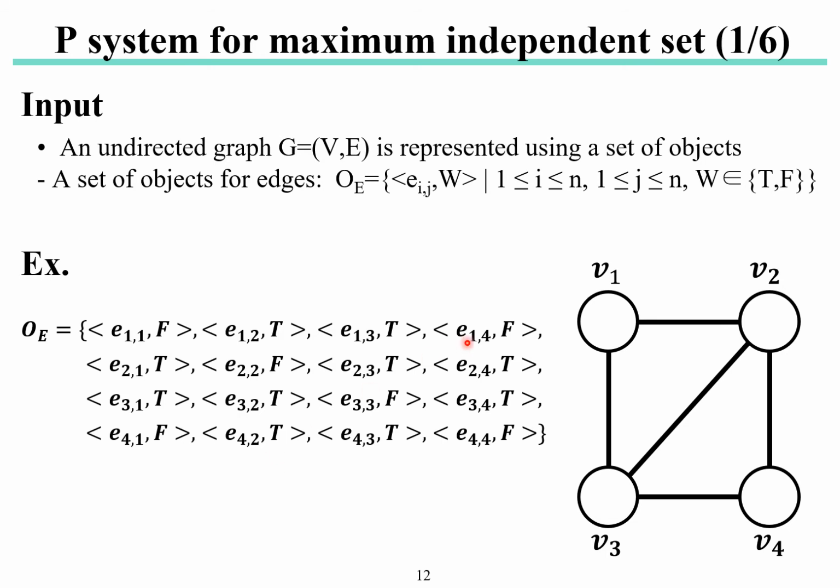For example, E14F denotes that V1 and V4 are not adjacent by an edge, and E24T denotes that V2 and V4 are adjacent by an edge.